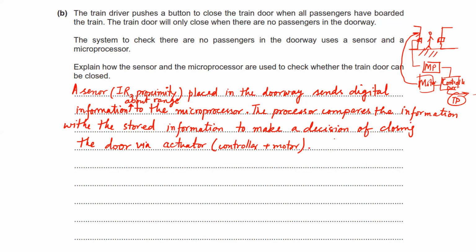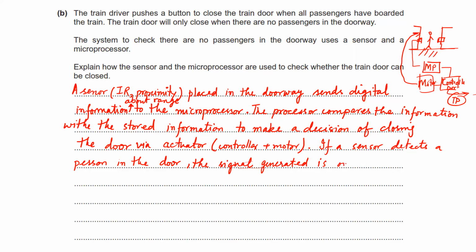So what happens? For example, if the sensor detects a person in the door, the signal generated is out of range for the microprocessor.